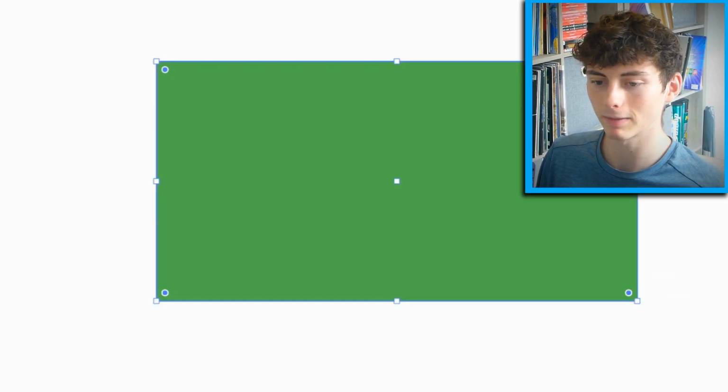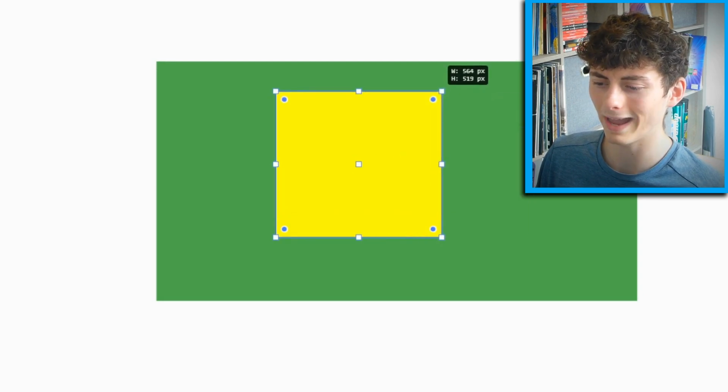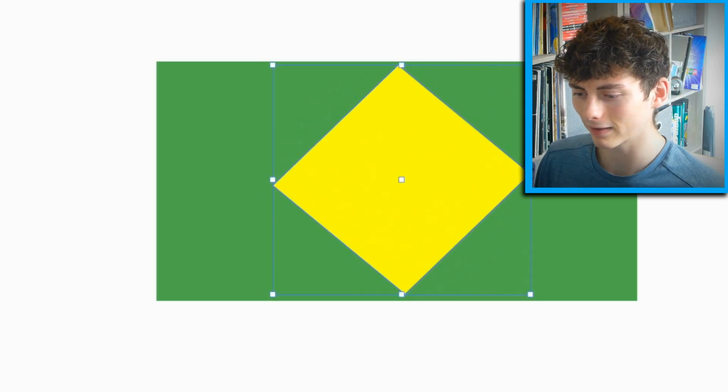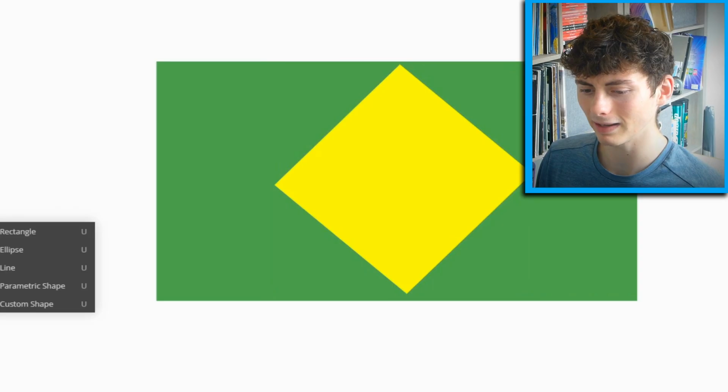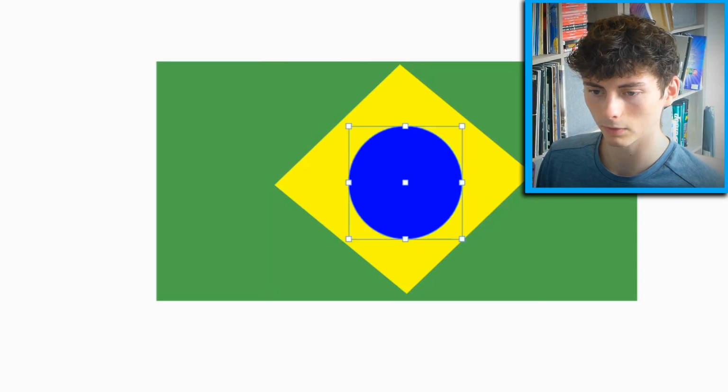Okay, so the first thing with Brazil is it's a green background. We can already put that in. But that's about the only easy bit with it. So the next thing I'd want to do is probably a yellow square in the middle. However, I think it's more of a square shape, to be honest. And I believe it is rotated, something like that. And then in the middle of that, I believe, again, I'm not entirely sure about any of this, there's a blue circle, something like this.